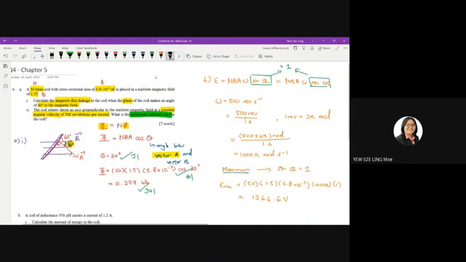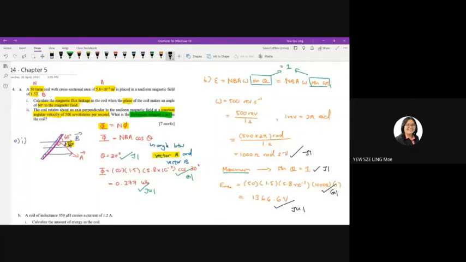The marks are given as follows: if you got the right unit conversion, you will get J1. If you understand maximum means sine theta equals 1, then you get another J1 because you got the right answer. Then you got the right substitution, you substituted everything correctly, G1. Final answer with correct unit, JU1. So this is a 4 marks question, including the unit conversion.